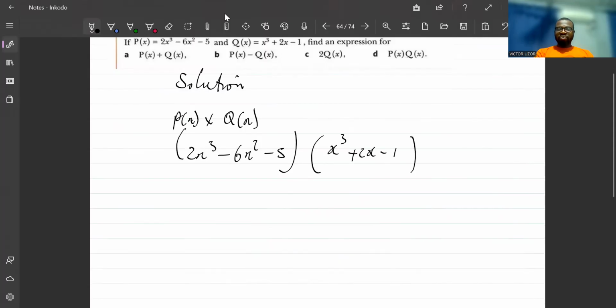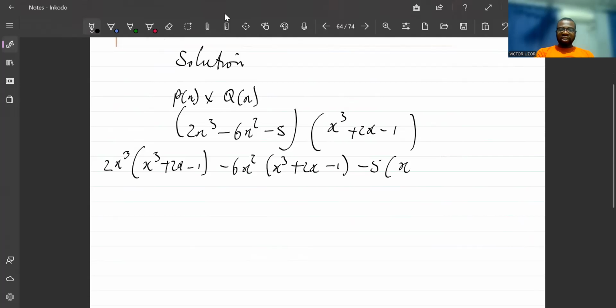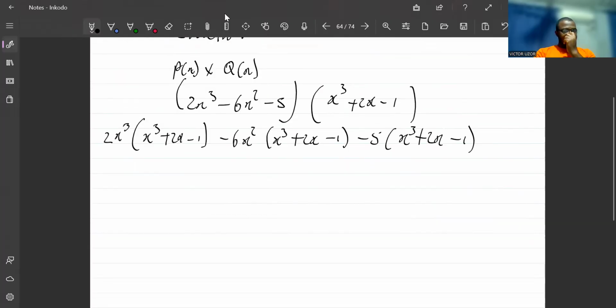So you open the bracket. You can decide to do it this way. There are 3, so you can do it this way: 2x cubed multiplied by everything inside the other one, x cubed plus 2x minus 1, minus 6x squared, open bracket, x cubed plus 2x minus 1. Then you have minus 5, in bracket, x cubed plus 2x minus 1. Then you expand the bracket and collect your terms.